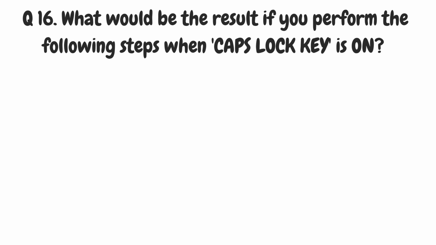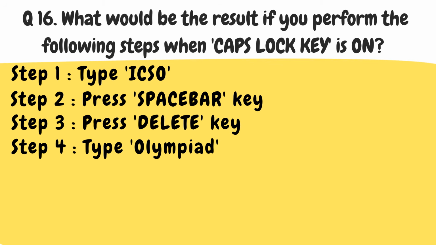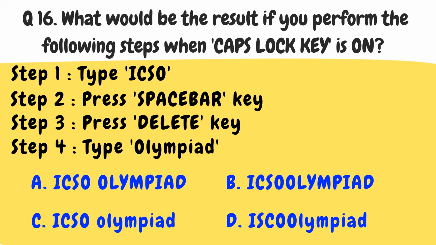What would be the result if you perform the following steps when caps lock key is on? Step 1. Type ICSO. Step 2. Press spacebar key. Step 3. Press delete key. Step 4. Type Olympiad. A, B, C or D. What would be the correct answer?